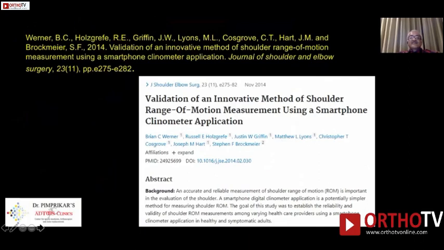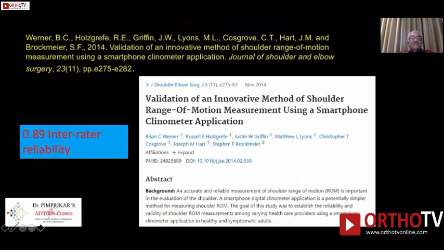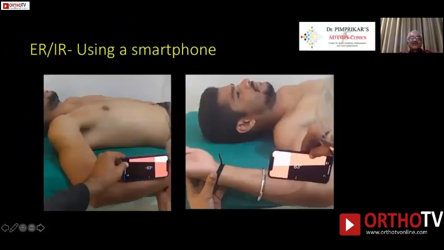Recent gadgets have given us a little more insight, and we can use smartphones to measure the shoulder joint movement. With smartphone measurements, there has been high inter-rater reliability of about 0.89. By using a smartphone, one can have a calculated external rotation and internal rotation. If you go into the Measures app, you will find a level there, and you can know the internal rotation and external rotation at the shoulder joint.